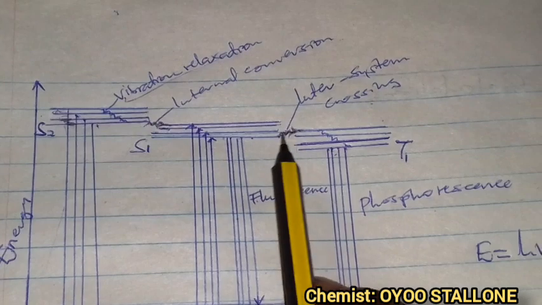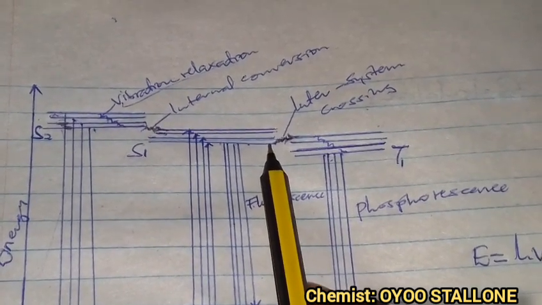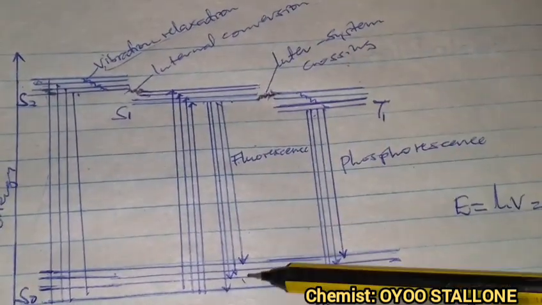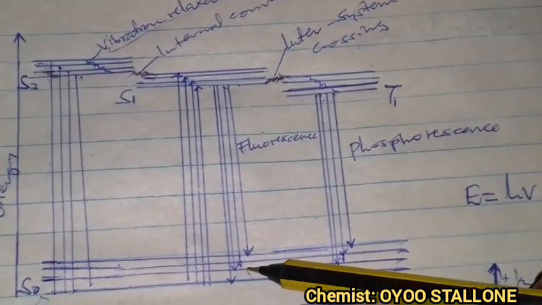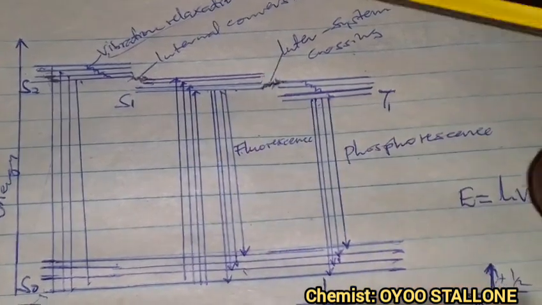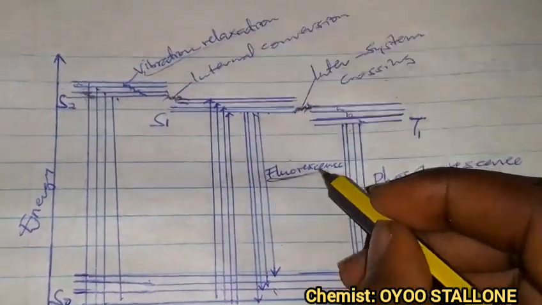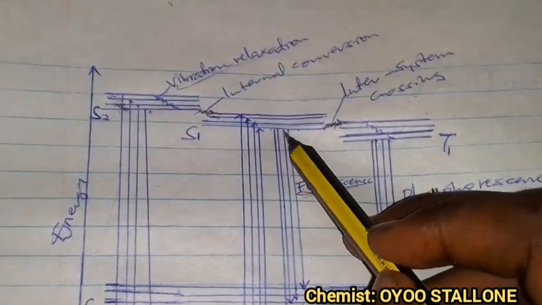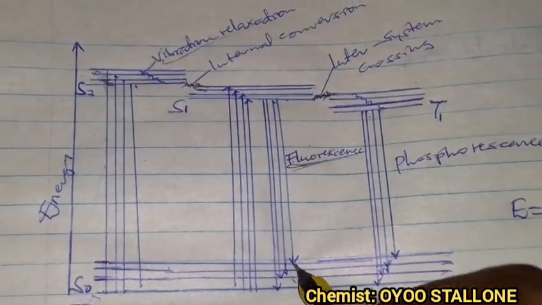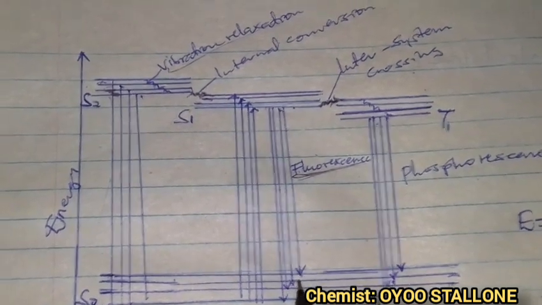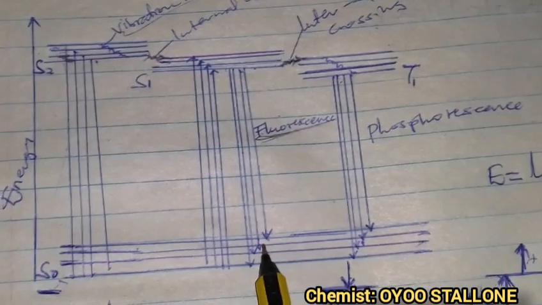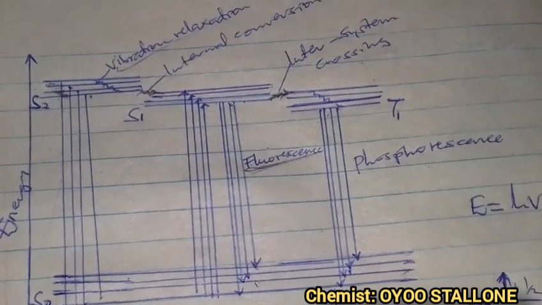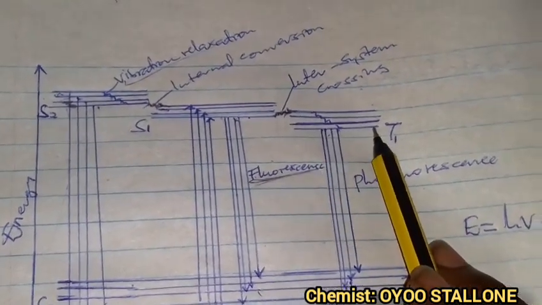When the electron moves from the singlet excited state S1 to the ground state S0 by emitting light, that phenomenon is known as fluorescence. It is the emission of light where the electron stabilizes itself from the singlet excited state back to the ground state, coming to different vibrational levels of the ground state. That's fluorescence.